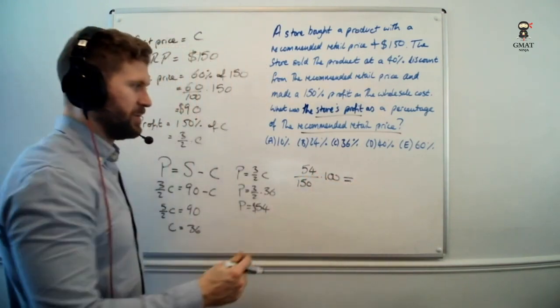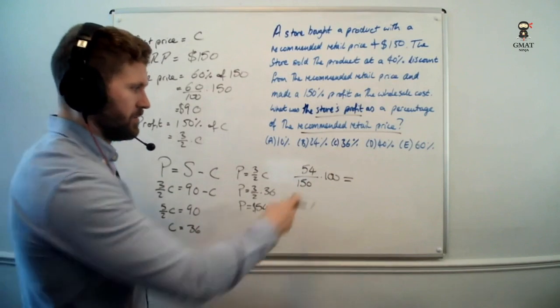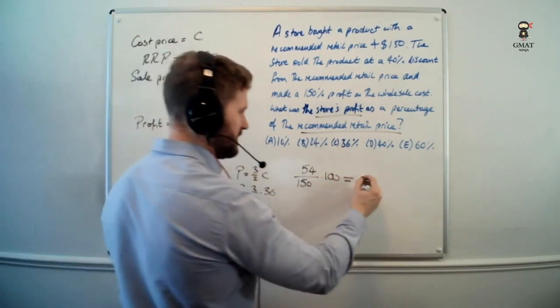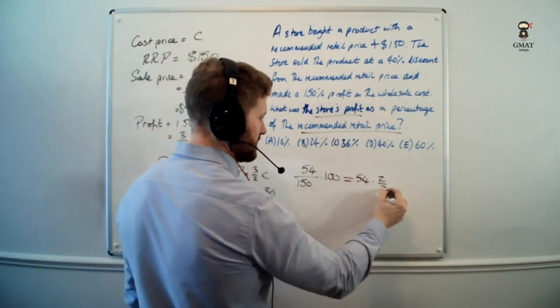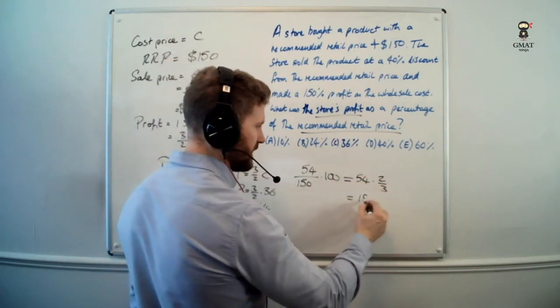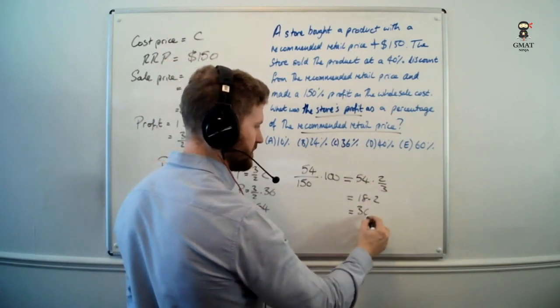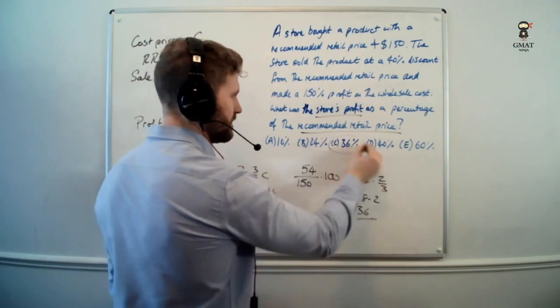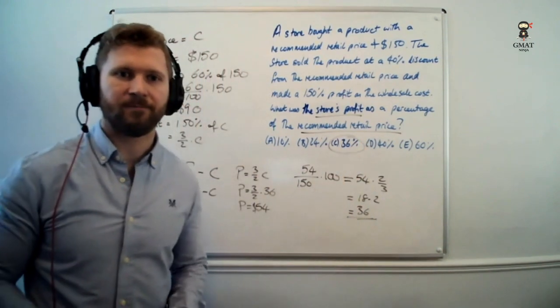Now it's just a case of simplifying this expression down. Well, 100 over 150, that's 2/3. Divide 54 by 3, I'm going to get 18. Times it by 2 will give me a final value of 36. And so my answer here is C.